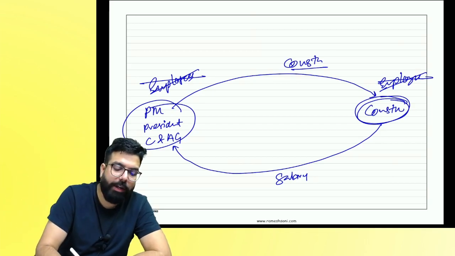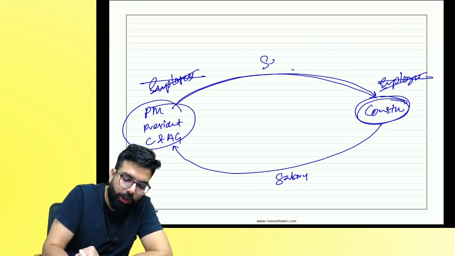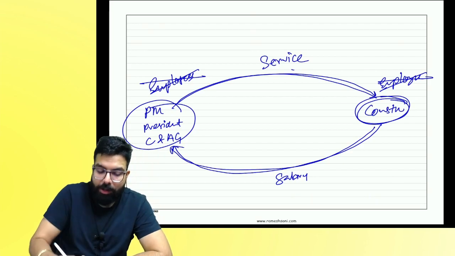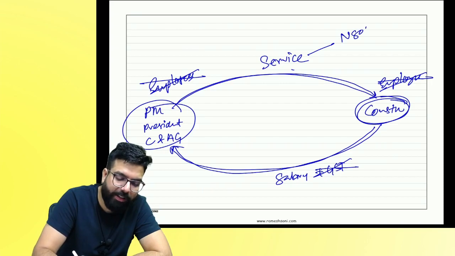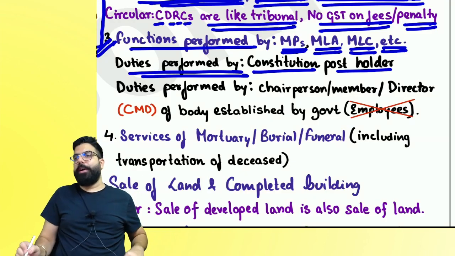In this scenario, when they are giving their services to the Constitution and receiving a salary, they will not collect any GST, because that service is neither supply of goods nor supply of service. Are we clear, everyone? Can I go ahead?